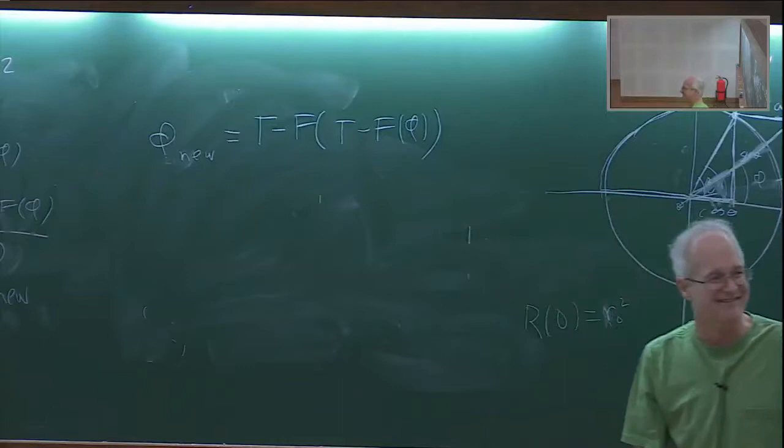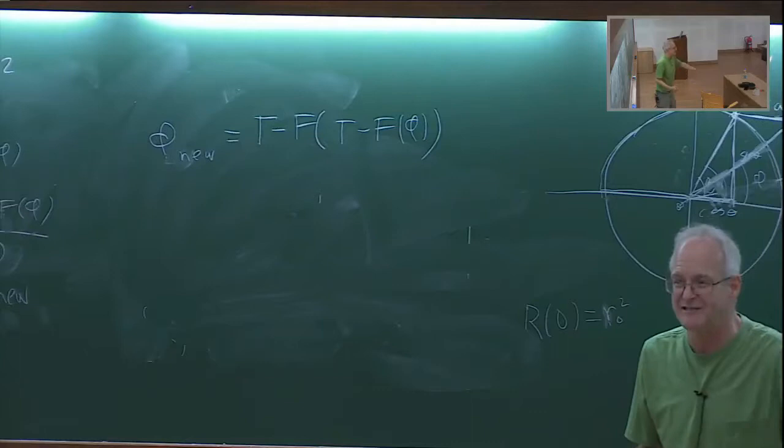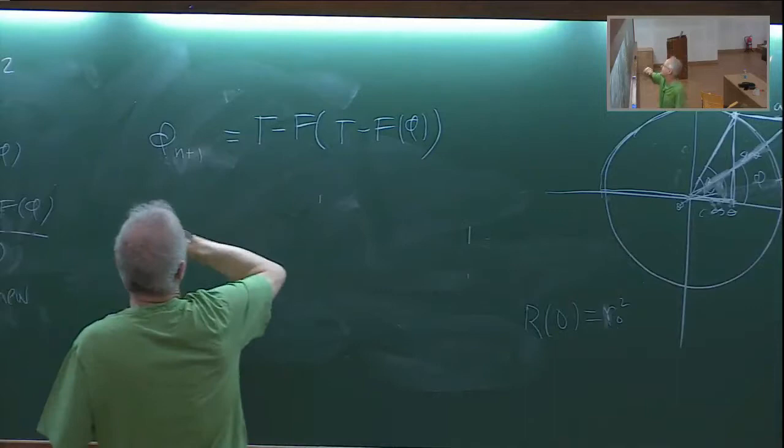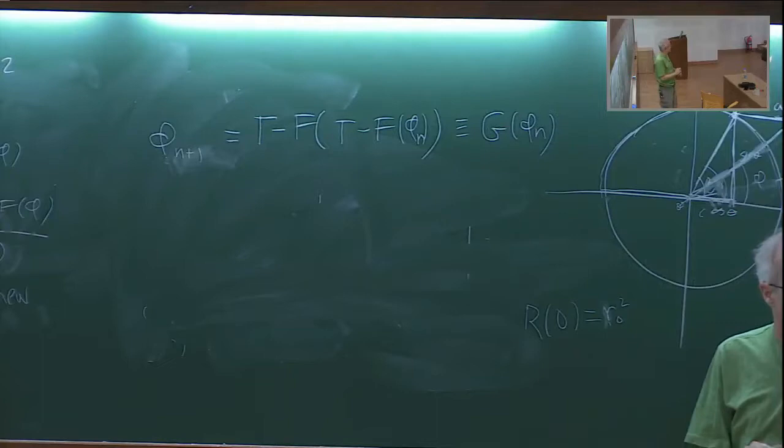That's a map. Do you guys know about maps? Iterate it each time. So you can think of this as after one cycle, phi n plus 1 is this, phi n. Okay, let me call this g of phi n. Okay. You see that? Everybody good?